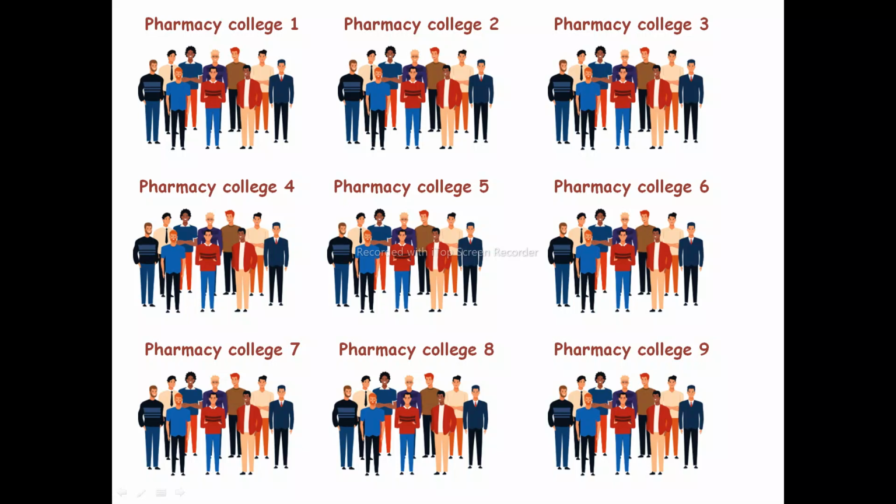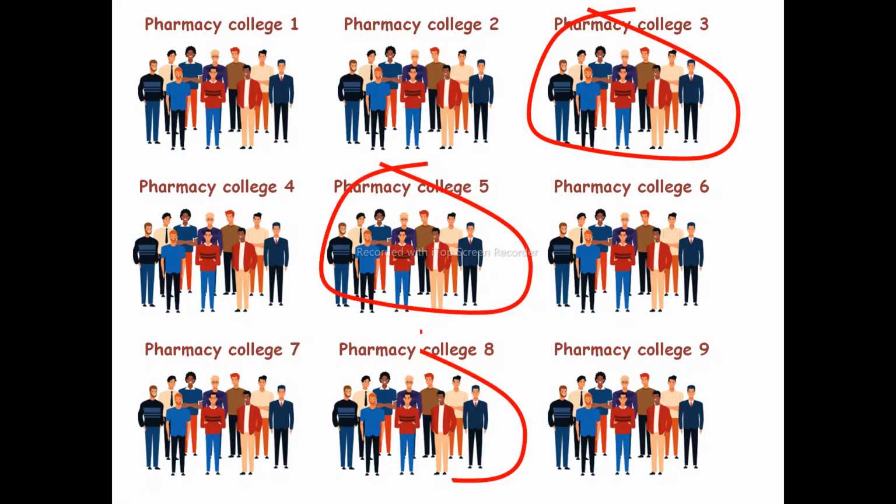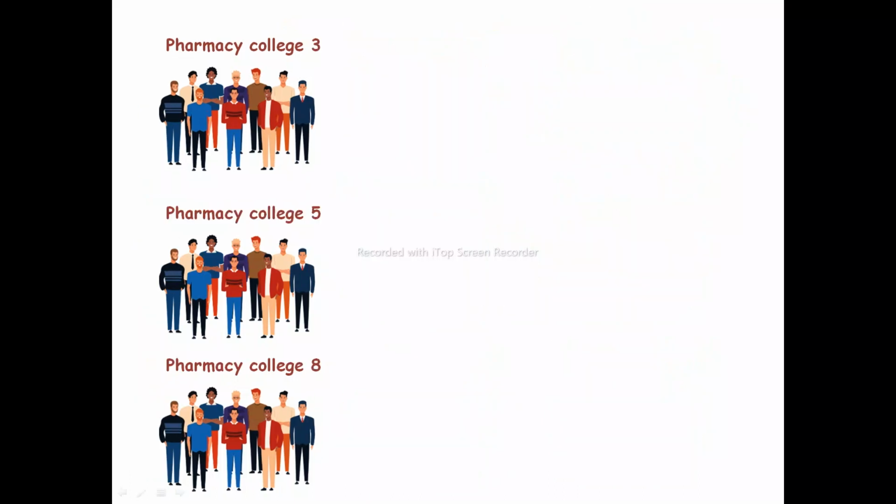Now, the second step will be through simple random sampling. I need to select a few clusters out of these 9 clusters. So let us imagine I have selected pharmacy college 3, pharmacy college 5 and pharmacy college 8. Just imagine I have selected these 3 clusters. So this is the second step. These 3 pharmacy colleges selected will be my sample.